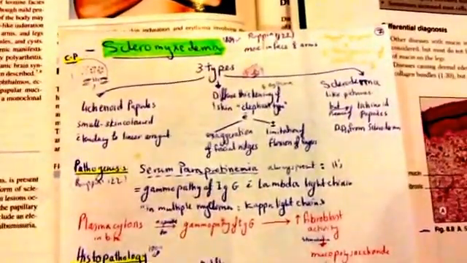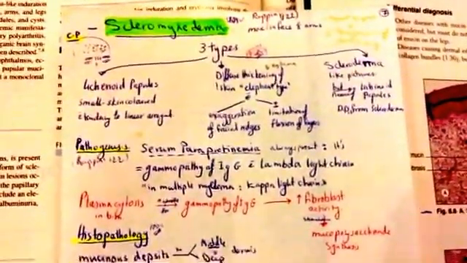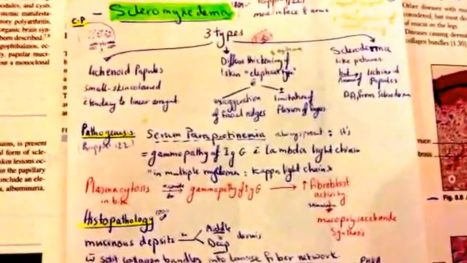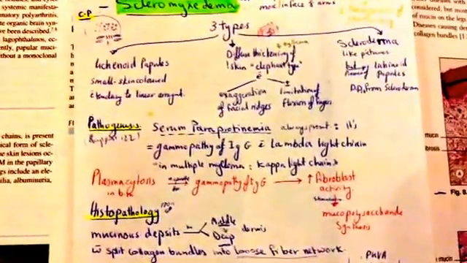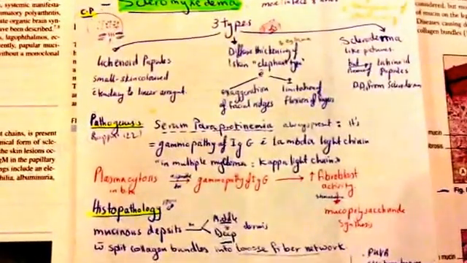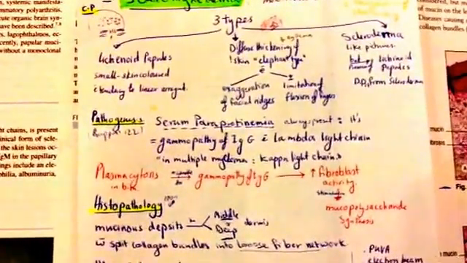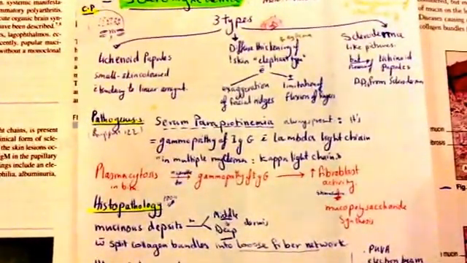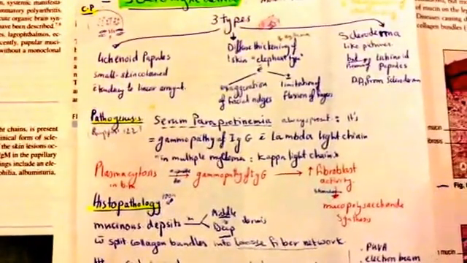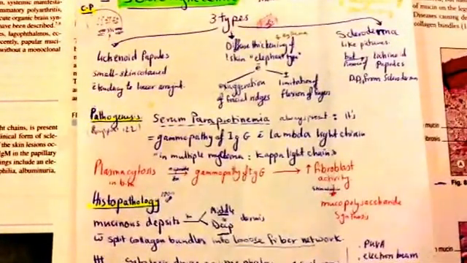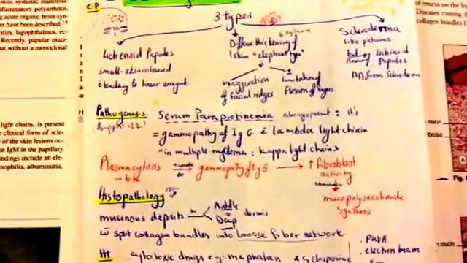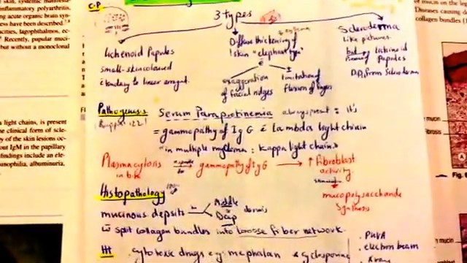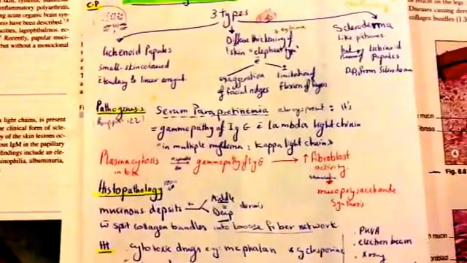The pathogenesis of scleromyxedema is serum paraproteinemia, which is always present. It's a gammopathy of immunoglobulin G with lambda light chain, unlike multiple myeloma, which has kappa light chain. The plasmacytosis in bone marrow is responsible for this gammopathy. Gammopathy of immunoglobulin G leads to increased fibroblast activity that stimulates mucopolysaccharide synthesis.